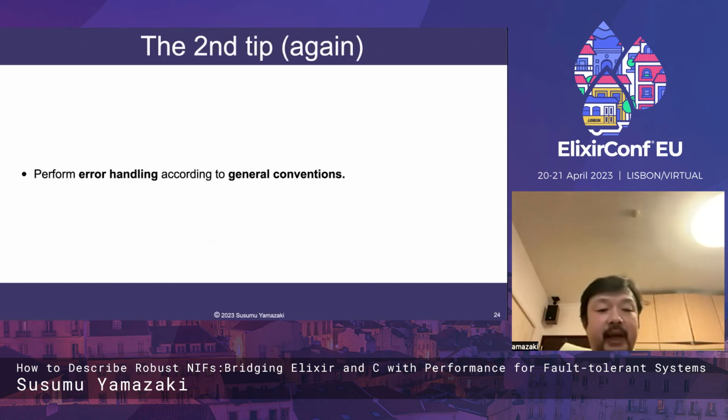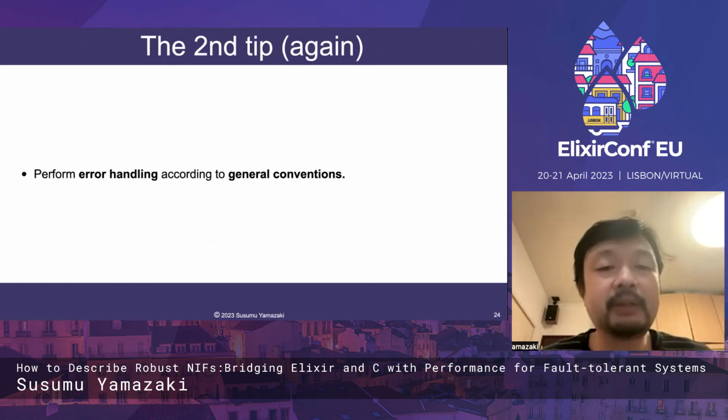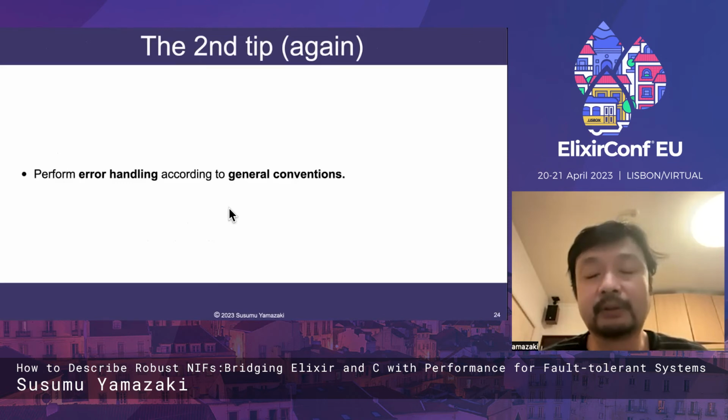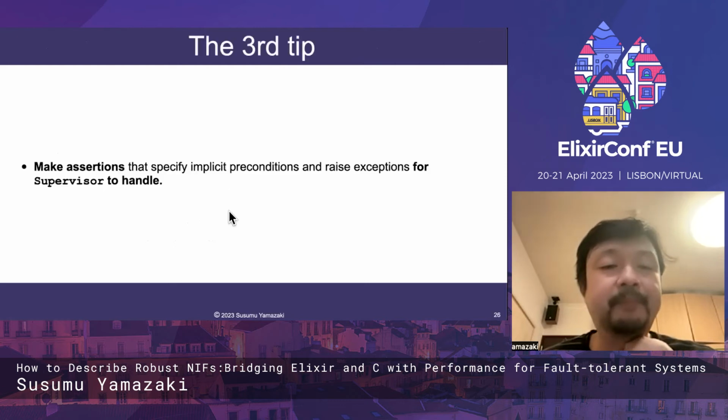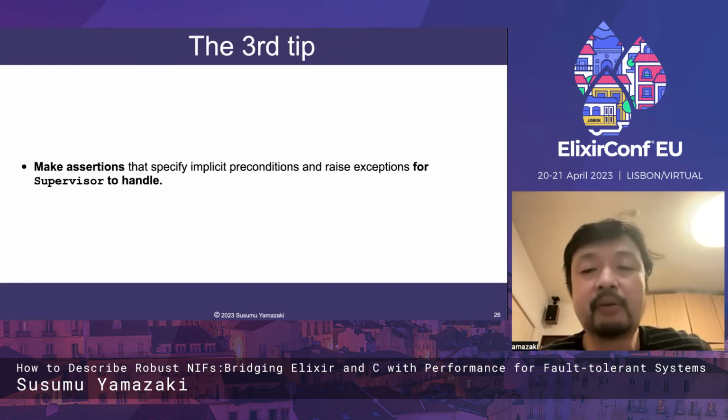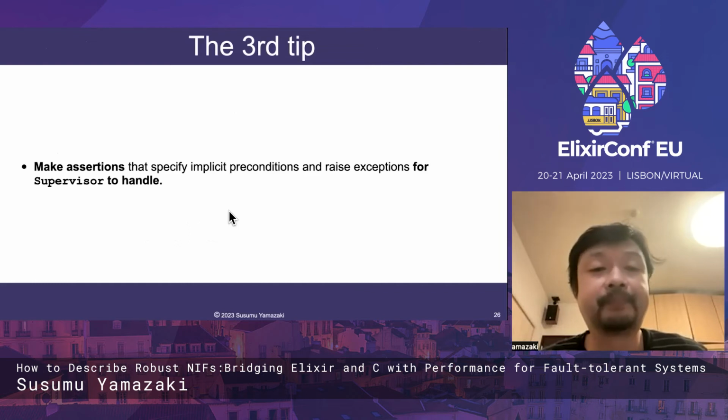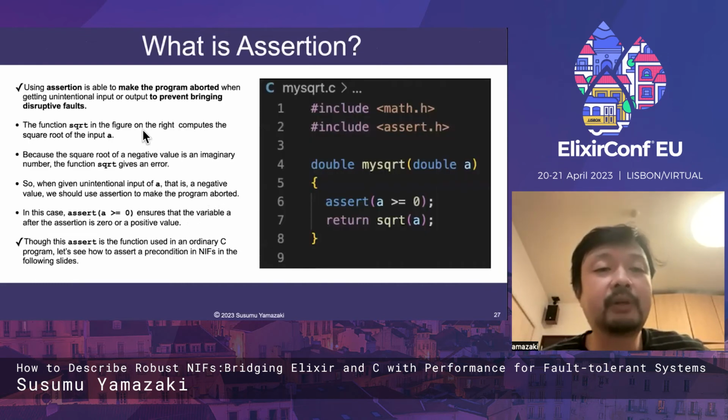The second tip again: perform error handling according to general conventions. Then the third tip: make assertions that specify implicit preconditions and raise exceptions for the supervisor to handle. Using assertions makes the program abort when getting unintentional input or output, to prevent bringing disruptive faults.